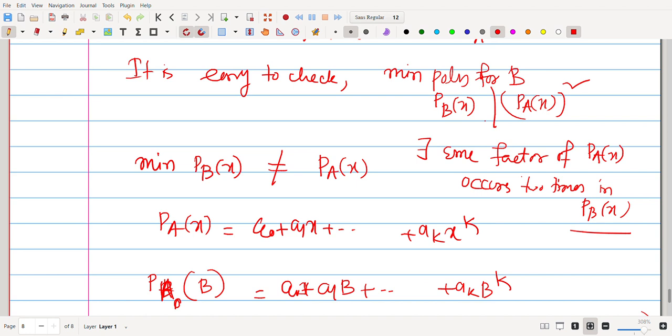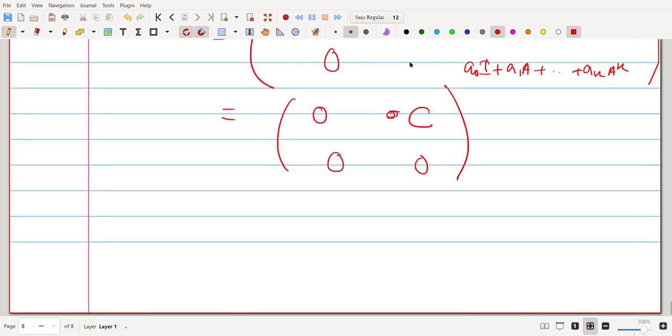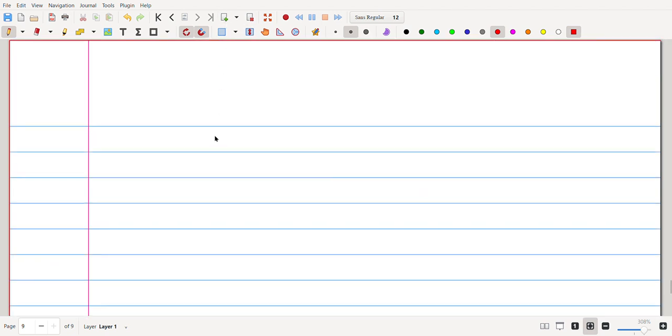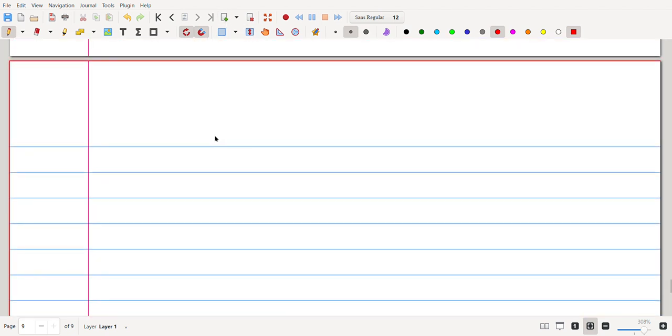But it is given that B is diagonalizable, which is not possible. That's why it is a contradiction. Hence, whenever A is non-zero, B is not diagonalizable. That's why B is diagonalizable if and only if A is 0. Okay, this is the thing. Go to the next one.